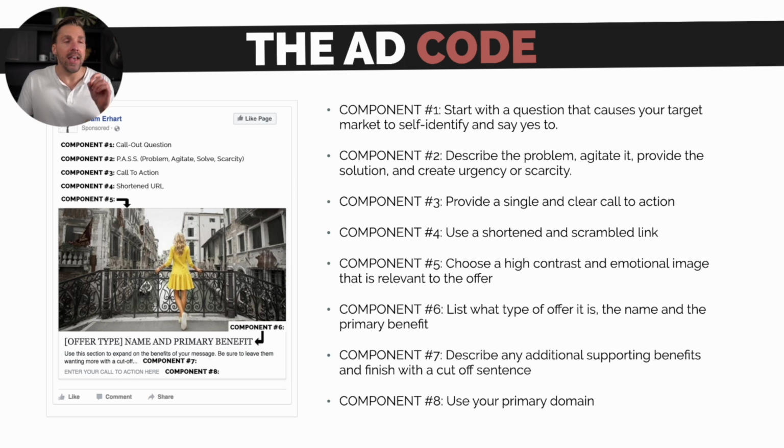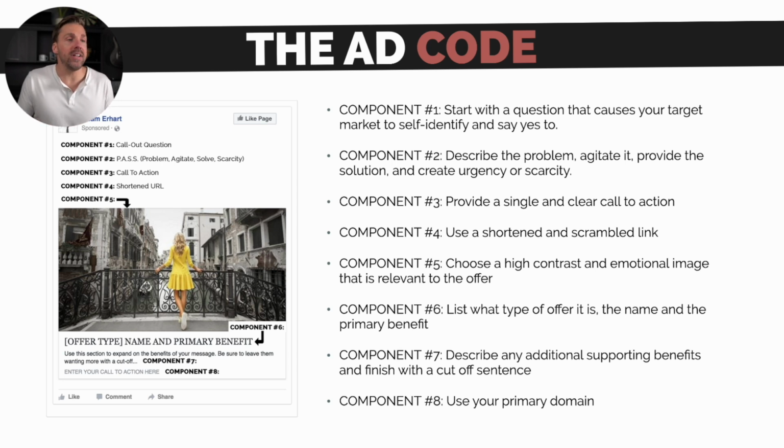If you do happen to be running an ad on desktop and not necessarily just on mobile, you do have the option to add this description as well, which just gives you a chance to add some more supporting benefits. I like to end it with a cutoff sentence. You can see that it's trailing off here. So use this section to expand on the benefits. Be sure to leave them wanting more with a cutoff... So we add those ellipses. We're not actually getting cut off. Kind of a sneaky marketing trick, but it makes people want to click, makes them want to learn more.